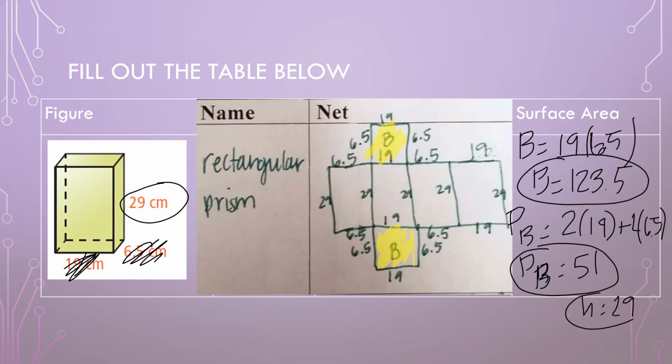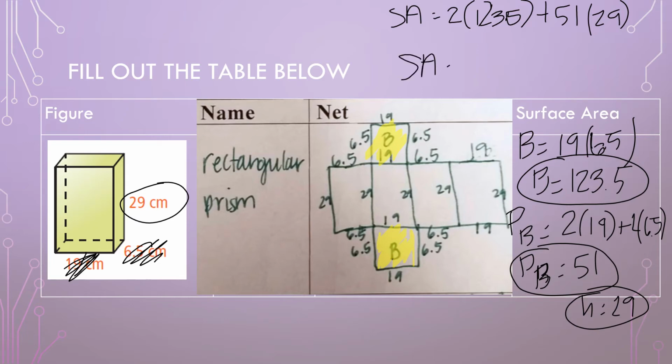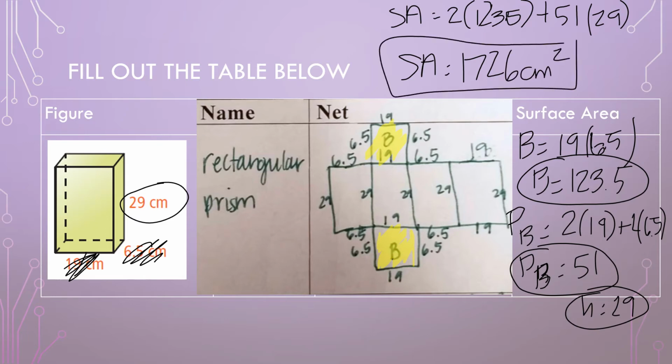So now, using my equation, I'm going to write it at the top here so I have room. My surface area is 2 times my big B, 123.5, plus P, which is 51, times 29. And you're just going to plug that all into your calculator, and you get 1,726 centimeters squared as your total surface area.